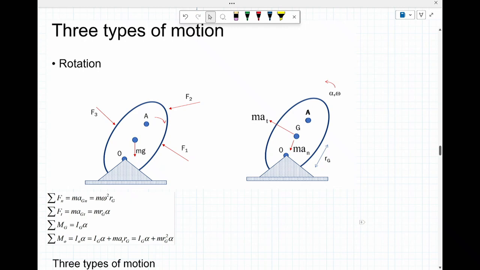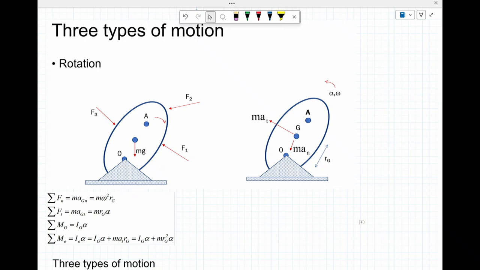So for rotation, you have the sum of forces in the normal direction equals mass times a_Gn, the sum of forces in the tangential direction equals m r_G alpha, and the sum of moments about G equals I_G alpha. Or, what you have often done in these cases, take it about the point of rotation. That gets rid of everything.